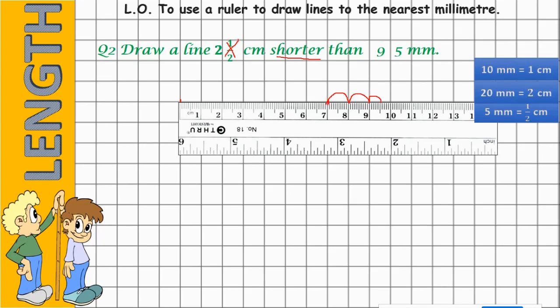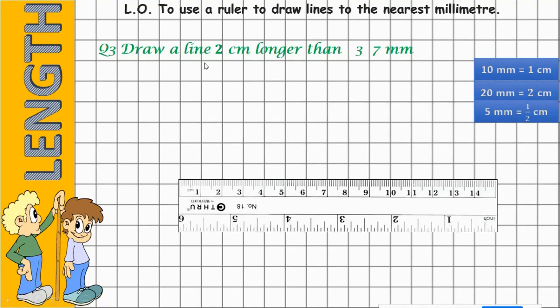So let's mark this point. Now hold your ruler in place, take your pencil and draw a straight line. What is still remaining? We need to label our line. Alright, so we are done with it. Now let's take another question. Draw a line 2 centimeters longer than 37 millimeters. Again, if you read carefully, here it is 2 centimeters and not millimeters.